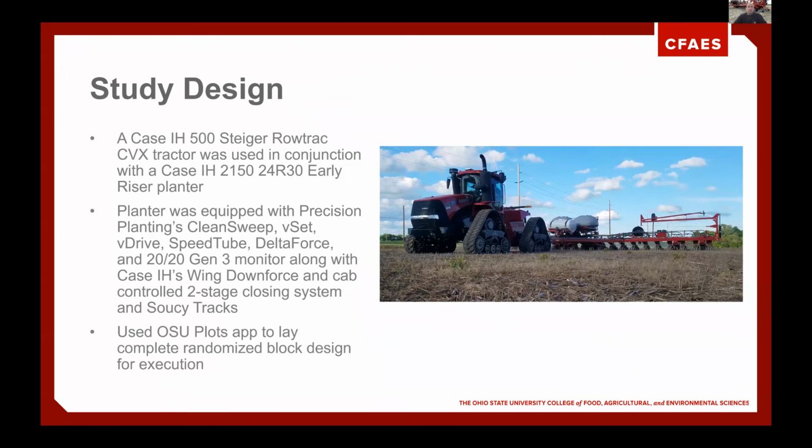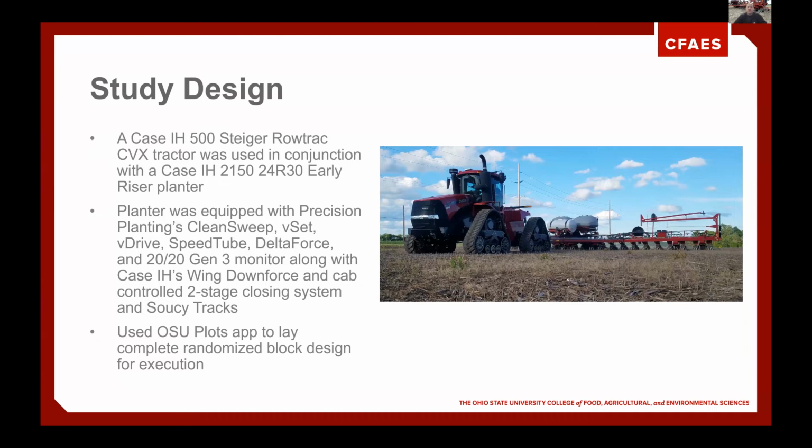So the study design for 2020, we had a Case IH 500 Steiger road track in conjunction with a Case IH 2150 24 row 30-inch early riser planter. This is the first year that we've had a 60-foot planter, so we were excited to see what the capacity was of this outfit. The planter was equipped with Precision Planting's complete suite of tools. We had clean sweep, V-set, V-drive, speed tube, delta force, and we were monitoring all this and controlling it with a Gen 3 2020 monitor.